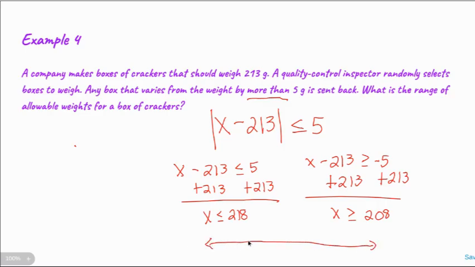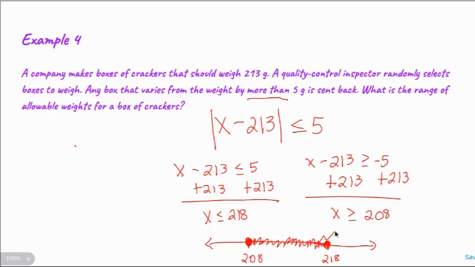It doesn't say to graph it, but let's go ahead and graph it so we can get an idea of what these ranges would look like. This would be 208 with the solid point. This would be 218 with the solid point. And then we'd shade in between. So this is the range of acceptable values.